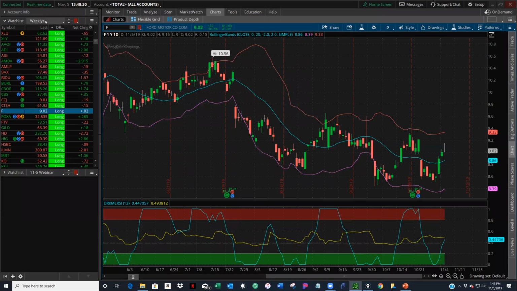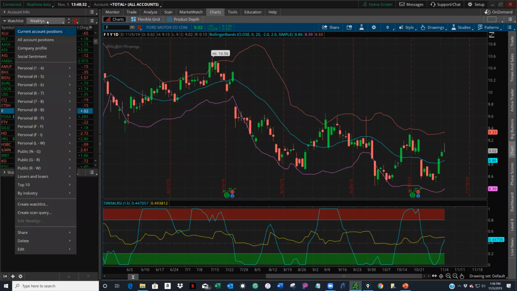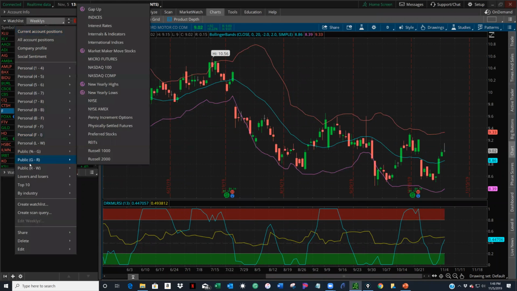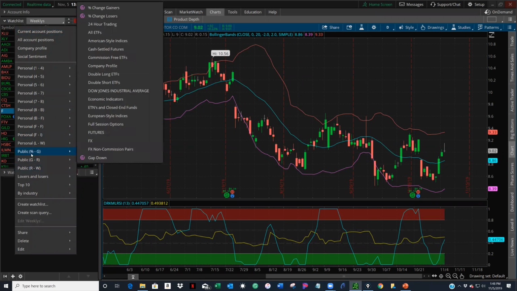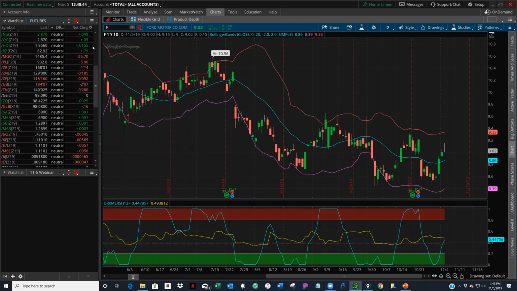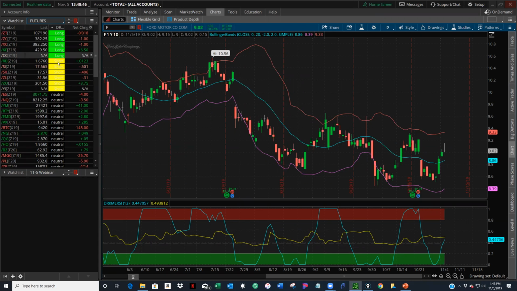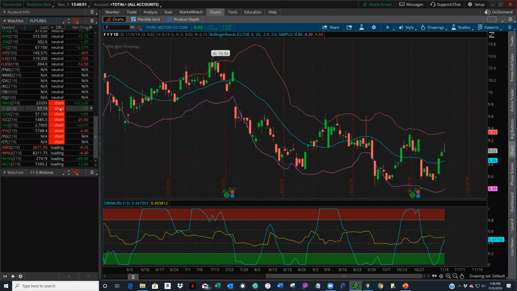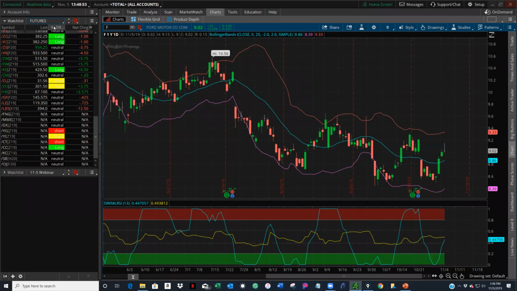Let's say I want to create my own watch list. You can do that. Or let's say you trade futures. You go to public, you click on futures. See how quickly this will load in for you? And now you've got your long triggers on your futures and your short triggers, and the rest are neutral. You can click on these and sort.